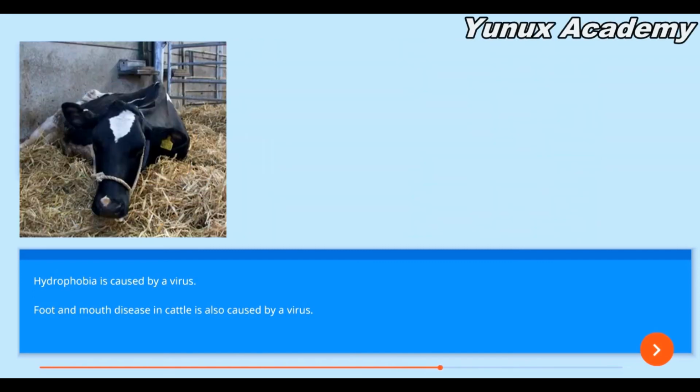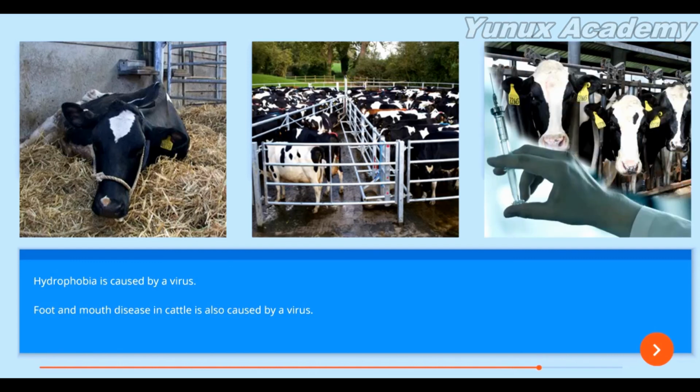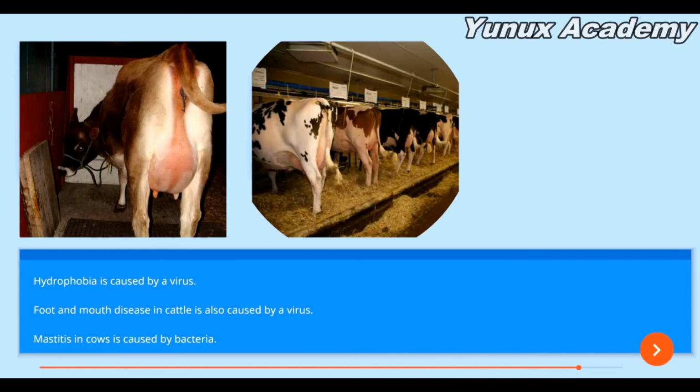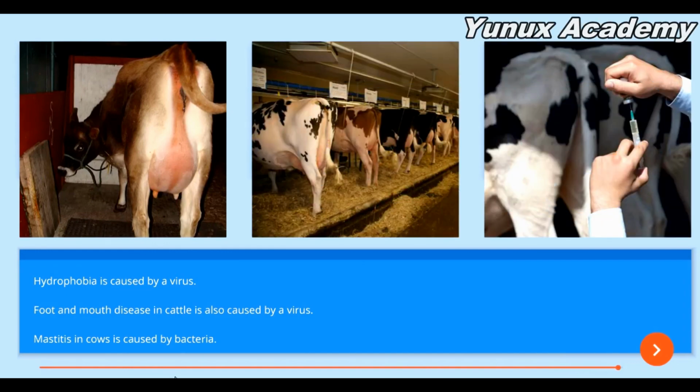The infected cattle must be immediately separated from the crib. Otherwise, it can spread to other cattle. It is possible to give vaccines to prevent cattle from this disease. Mastitis in cows is caused by bacteria, and it can be cured by giving antibiotics.